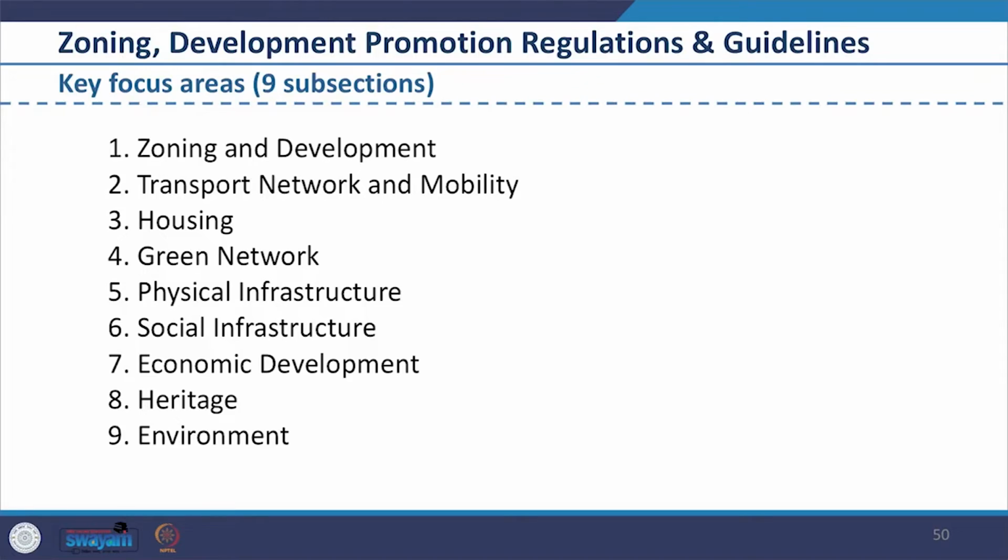In the development plan, key focus areas have been identified, grouped in 9 subsections, including key focus area, zoning and development, transport network and mobility, housing, green network, physical infrastructure, social infrastructure, economic development, heritage, environment. So, we see that they have identified these 9 focus areas according to which the zones have been created and the proposals have been prepared.